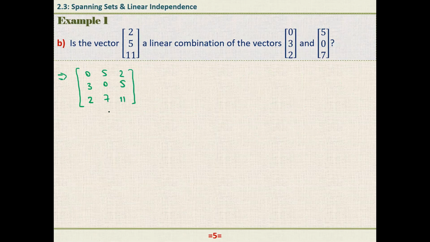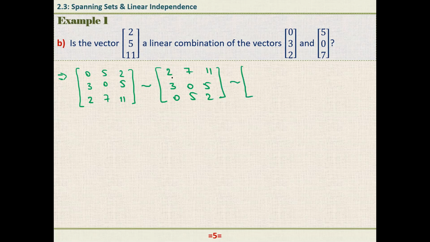So is the vector a linear combination of the given vectors? That means is this system, which is represented by this augmented matrix, consistent or not? So to do this one, here we have 0, so it should not be here. So let me just interchange the first row with the third row. So here we'll have 2, 7, 11, 3, 0, 5. The first row comes here, 0, 5, 2.